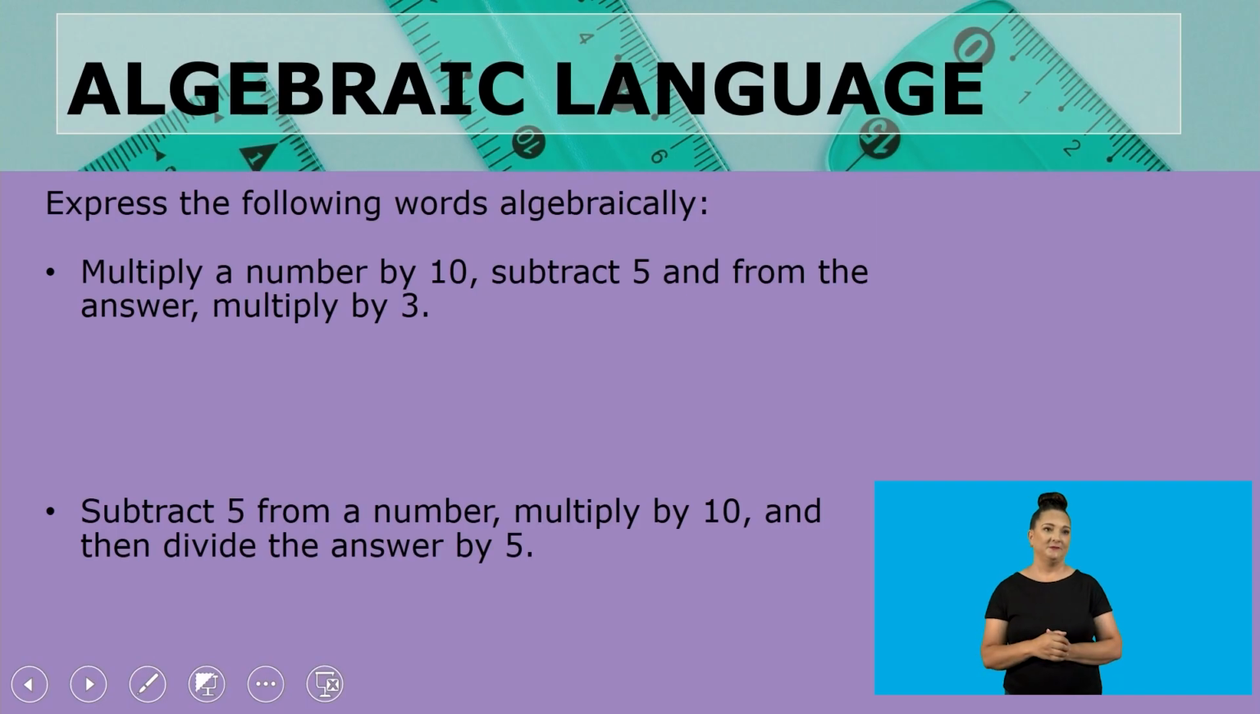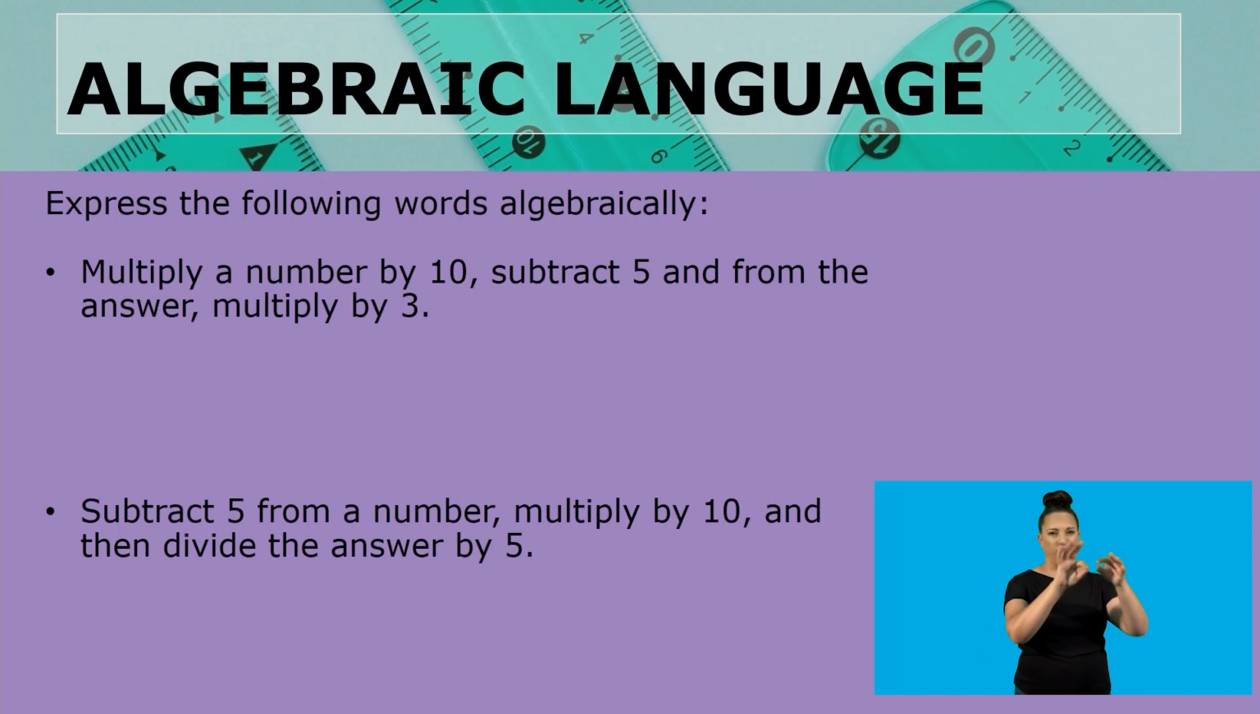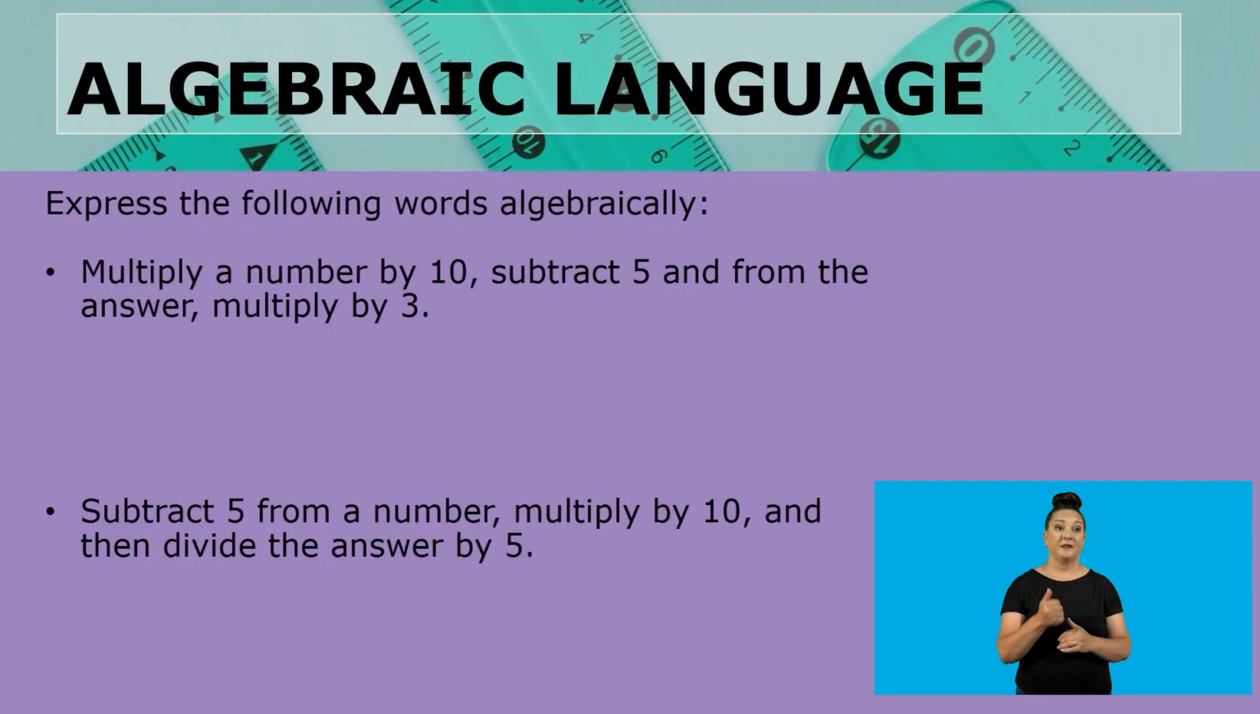Let's look at the next one. Again, the last two that we're going to look at, we are expressing these words algebraically. Multiply a number by 10, subtract 5, and from the answer, multiply by 3. So any number that we want, any letter that we want, we are going to now multiply by 10. That is 10 multiplied by, I'm going to use Q.